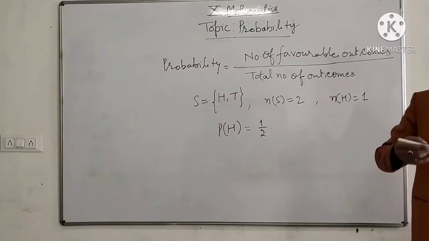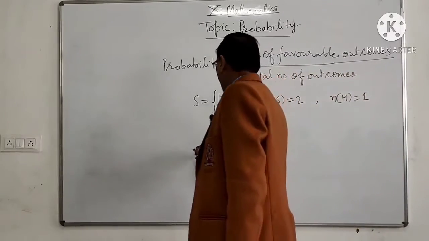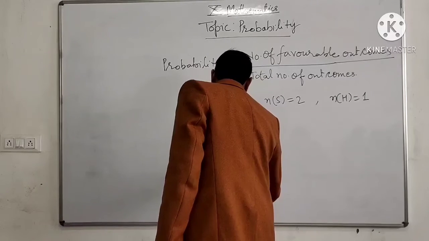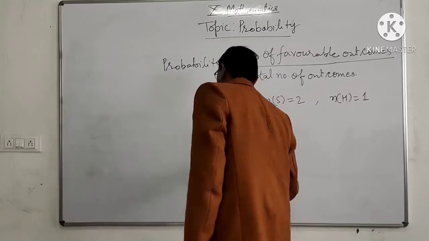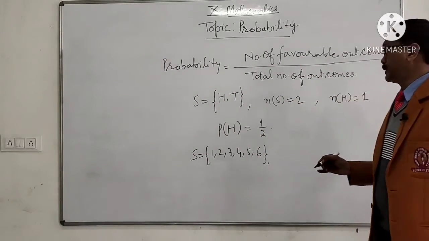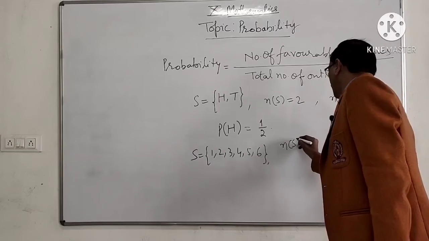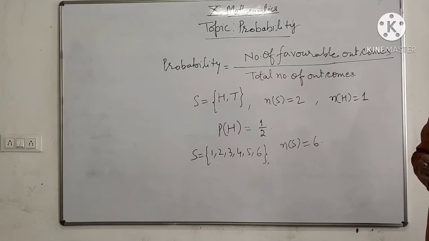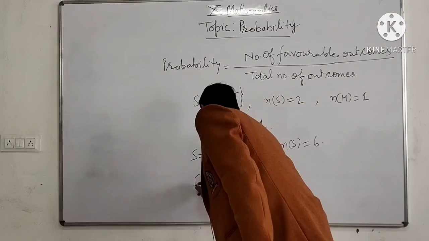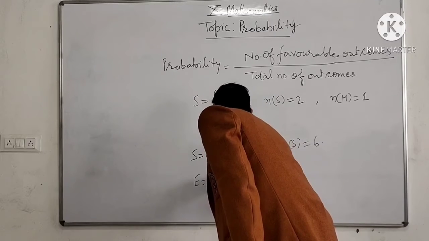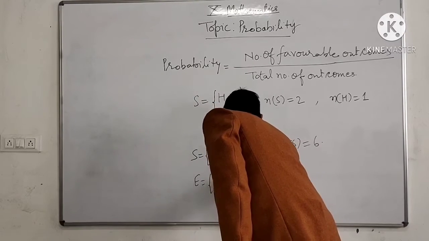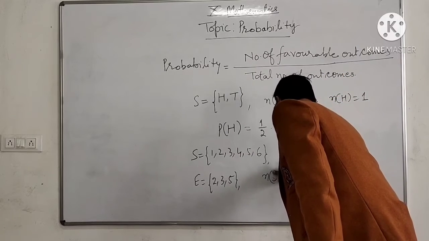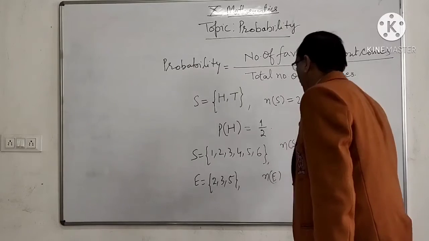Student, if we throw a die, then the possible outcomes are 1, 2, 3, 4, 5, 6. There are 6 possible outcomes and n(S) equals 6. If we find the probability of getting a prime number, let that be an event E, the prime numbers here are 2, 3, 5. So for this case, n(S) and n(E), first we find n(E), it is 3.